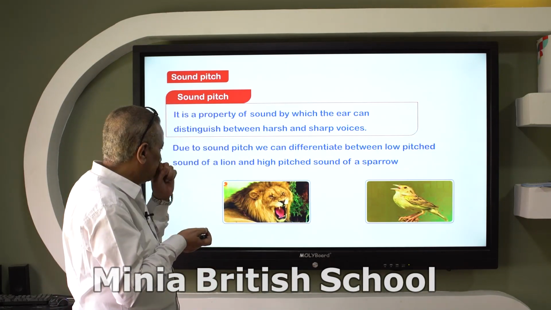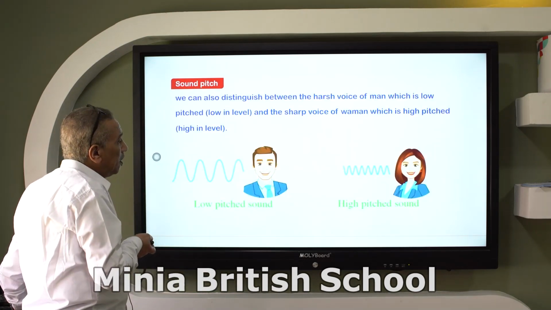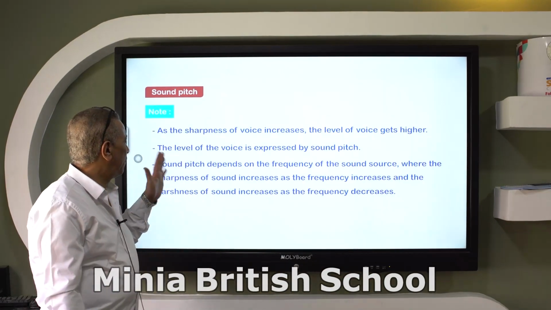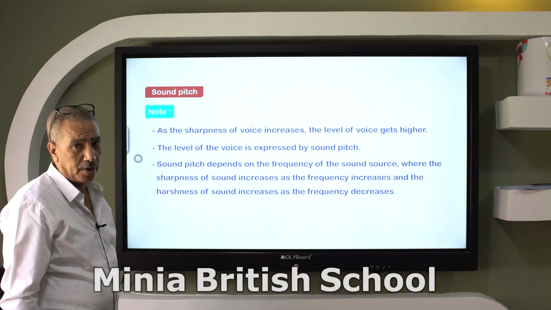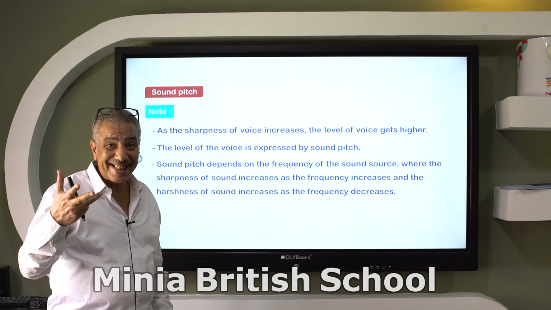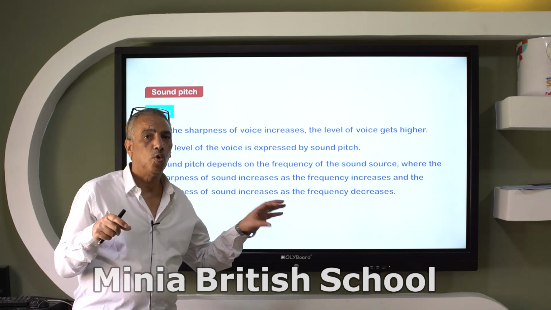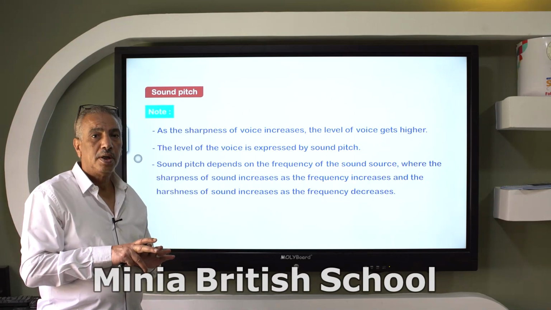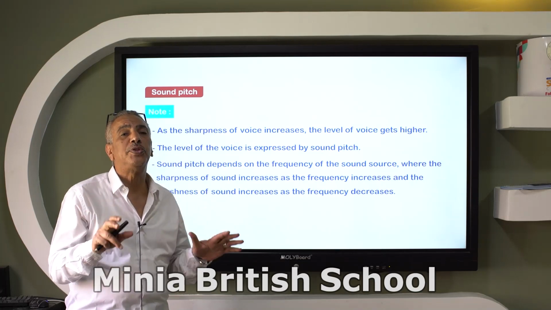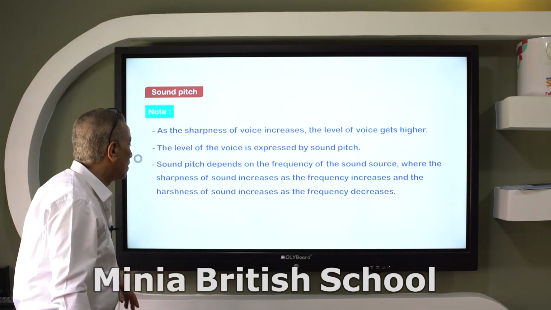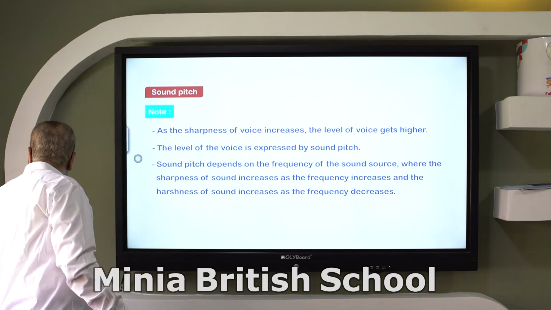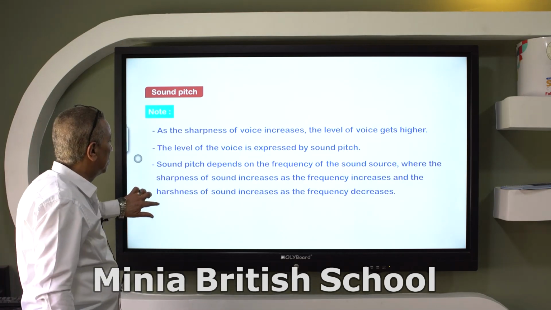This is the frequency. This is the high pitched sound with a high frequency. Number one, the first property of the sound is the sound pitch. We said that if you want to describe the sound pitch, you will say this sound is sharp or the sound is rough. The difference between the sharp sound and rough sound is exactly like the difference between the frequency of both of them. So the frequency will be the only factor affecting the sound pitch.